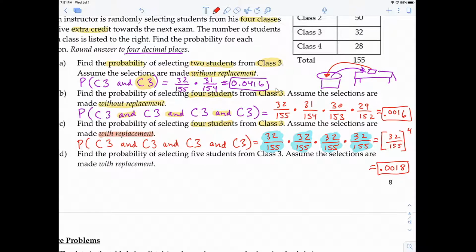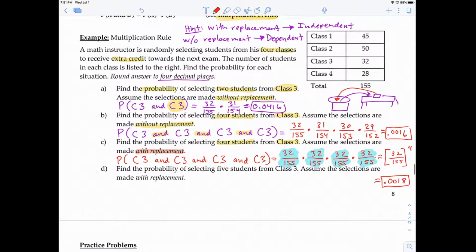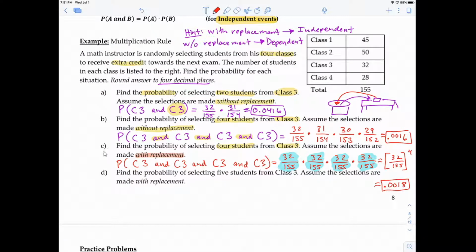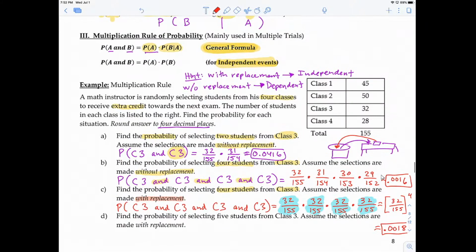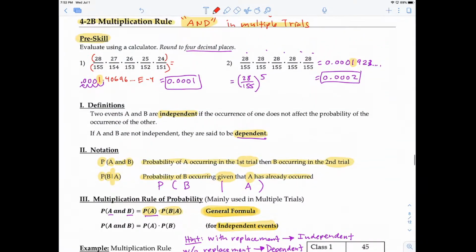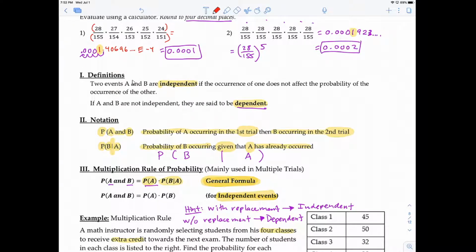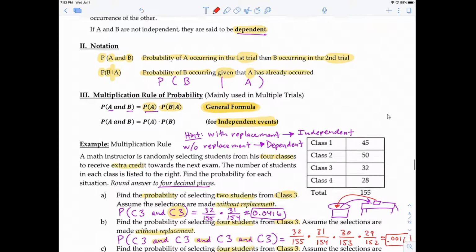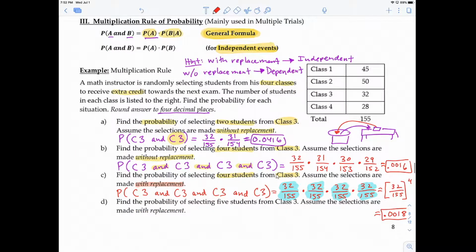So again, this is a situation where, with replacement, the events are independent. With replacement, the probabilities aren't affected after each event. Events A and B are independent if the occurrence of one does not affect the probability of the occurrence of the other. So it's independent when it's with replacement because the probabilities aren't affected. That's why they don't change after each trial.